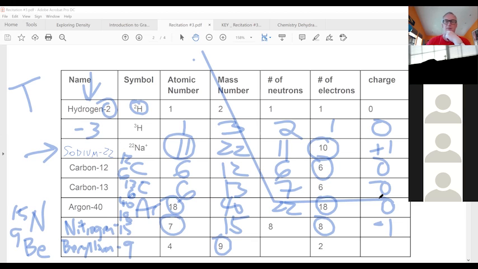So how many neutrons does beryllium 9 have? 5. And does it have a charge? Plus 2. Yeah, and you'll find that beryllium, when it becomes an ion, has a charge of plus 2. Why? Because it's in the second column, the second group, and we'll get into that a little bit later when we talk about electrons in more depth.